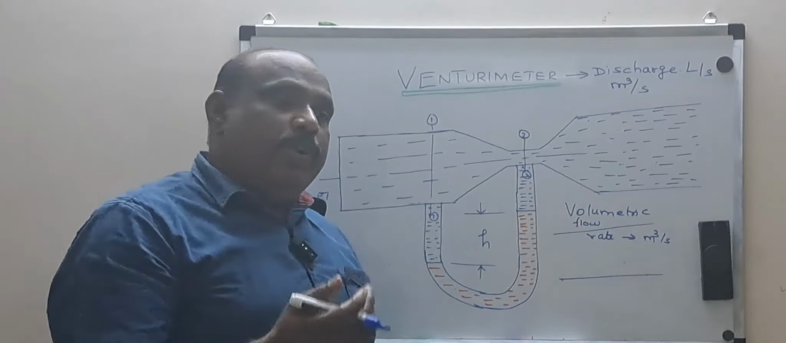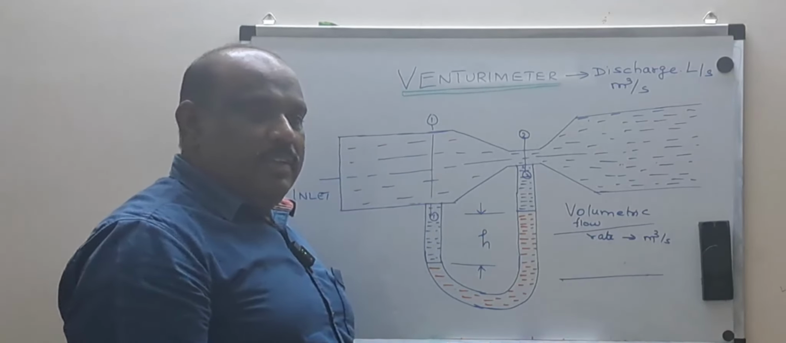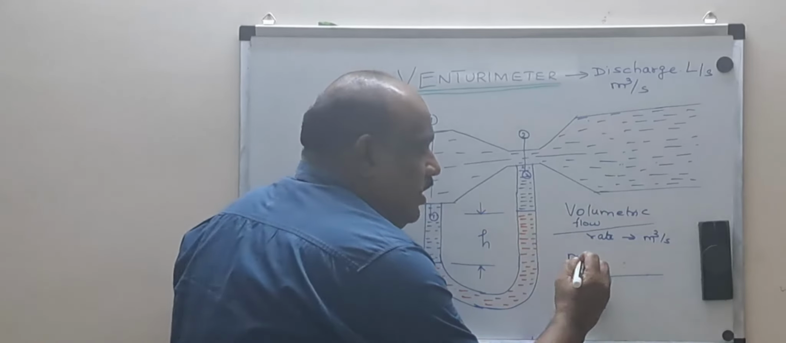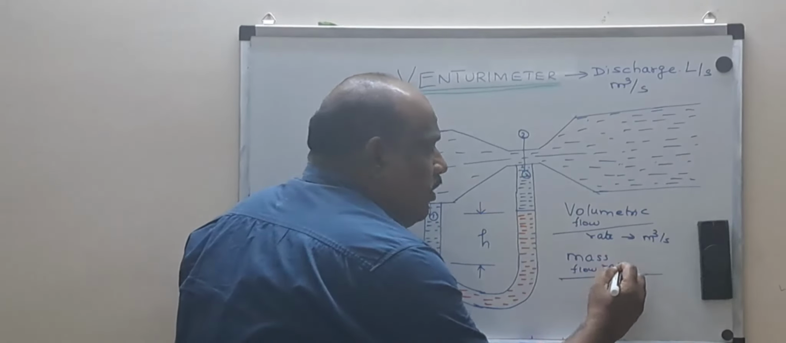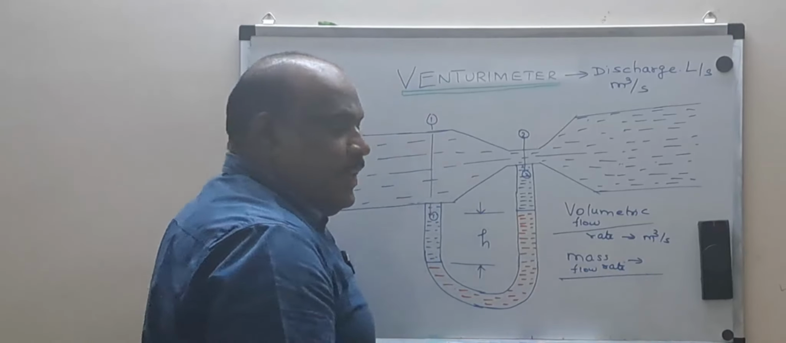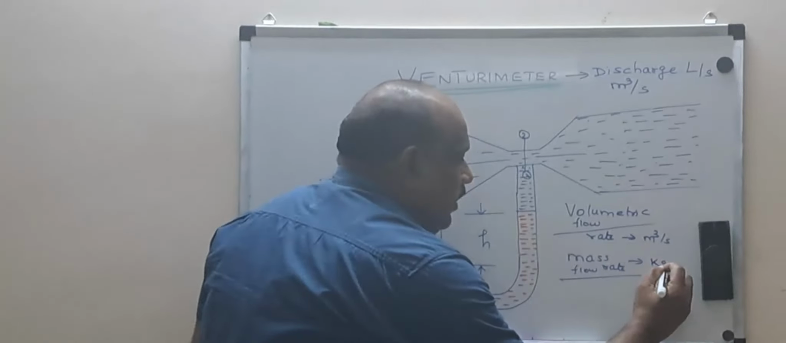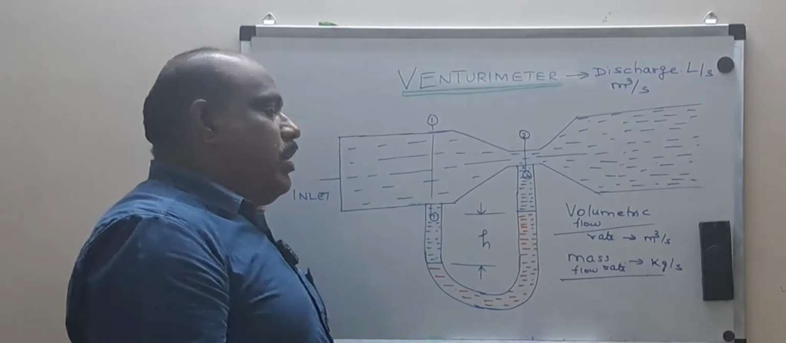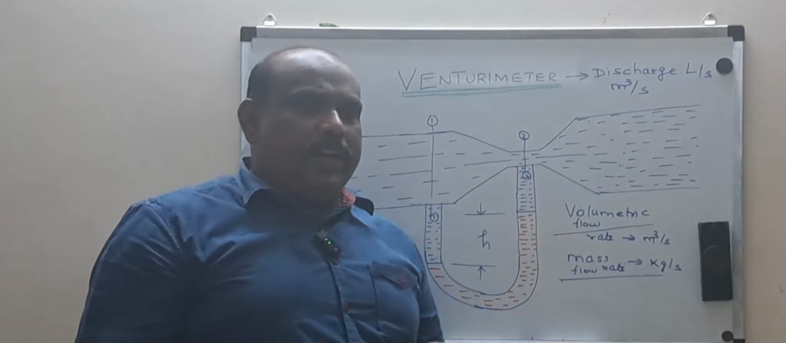Can you think about another flow rate? When there is a volumetric flow rate, there should be another flow rate. What is that? It's called mass flow rate. Can you tell the unit of mass flow rate? Here it is meter cube per second. Very good, kg per second. Kg per second is called mass flow rate. In this device, we are determining the volumetric flow rate.